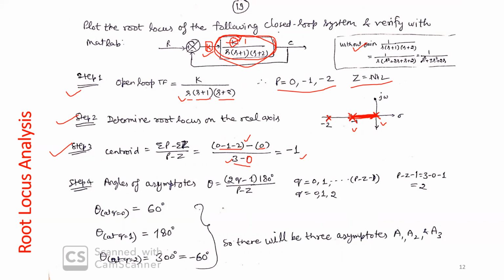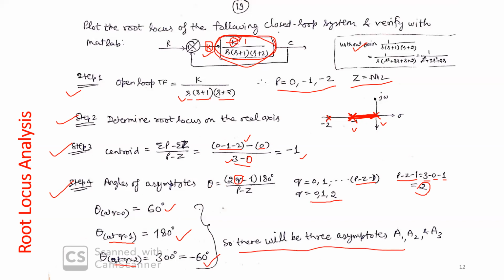Now the centroid is here. I need to calculate the angle of asymptotes. So for the angle of asymptote, first find the value of P minus Z minus 1. I have 3 poles and no zeros, so I get 2. So the Q value will vary from 0 to 2, meaning 0, 1, 2. When I put Q equals 0 in this equation, I get theta equals 60 degrees. When I put Q equals 1, I get theta equals 180 degrees. When I put Q equals 2, I get theta equals -60 degrees.